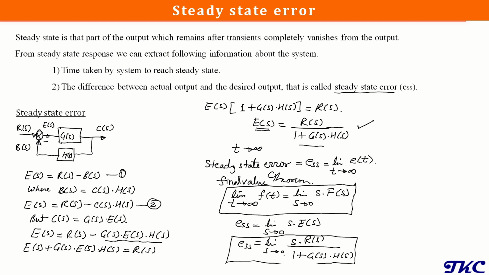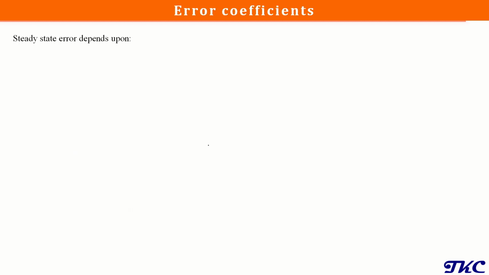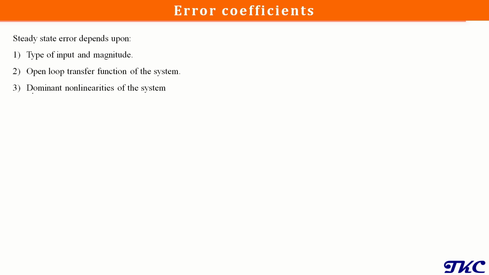Now from this steady state equation, we can say that the steady state error depends upon the type of input and its magnitude, and it also depends upon the open loop transfer function of the system, and upon the dominant non-linearity of the system. So if we have non-linearities in the system that dominate its performance, then the steady state error will depend on those non-linearities. But here we will mainly concentrate on the type of input and its magnitude and the open loop transfer function of the system.